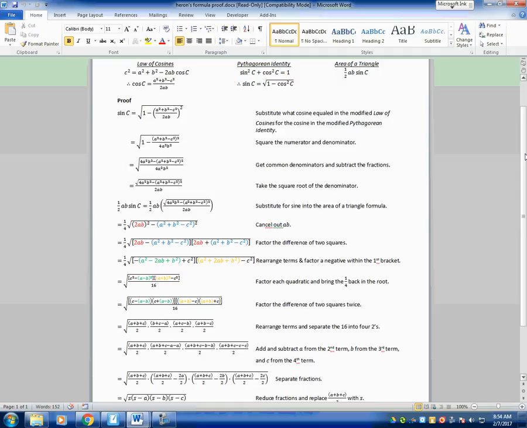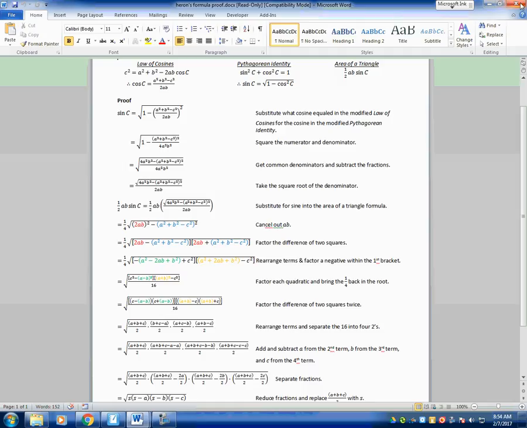You could actually follow through all this. Here's sine of C based on this, with this inside of here, get an expression for sine of C, then put it in for sine of C here, and then do some of the algebra involved with it, a lot of simplification, factoring out difference of two squares, rearranging terms, and simplifying it down.